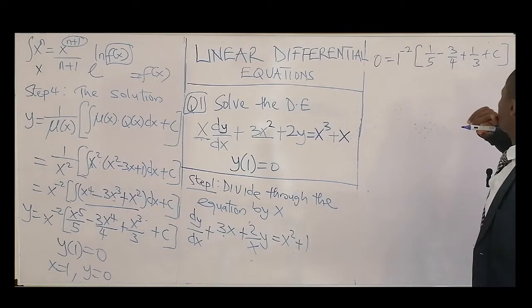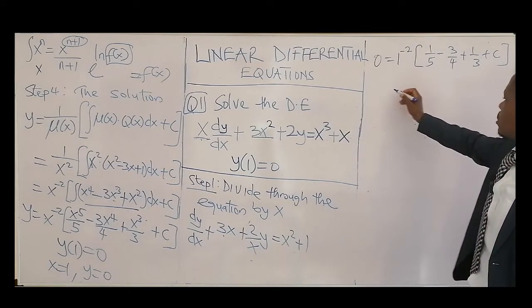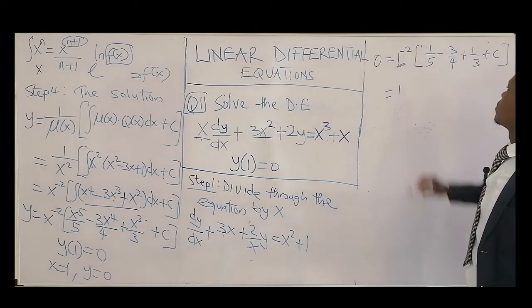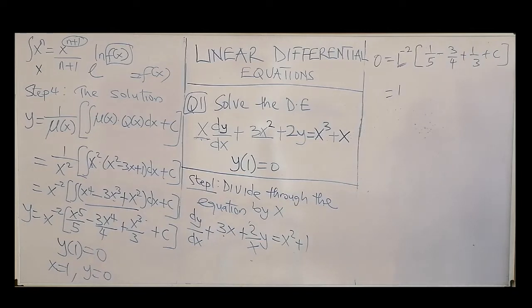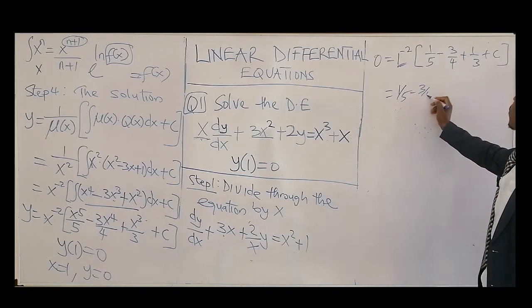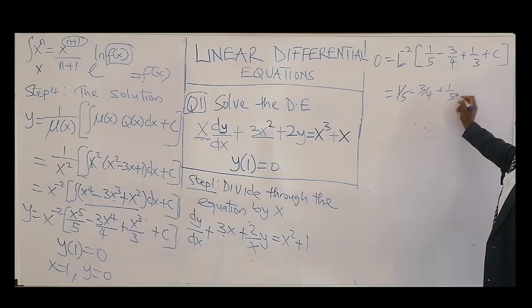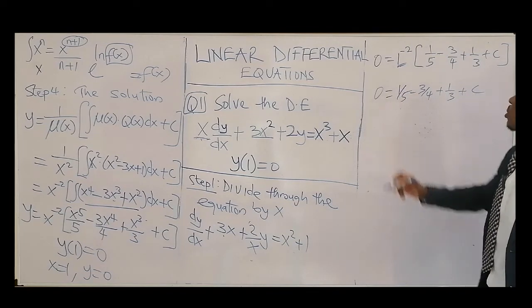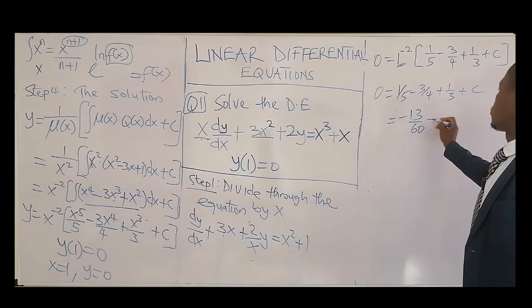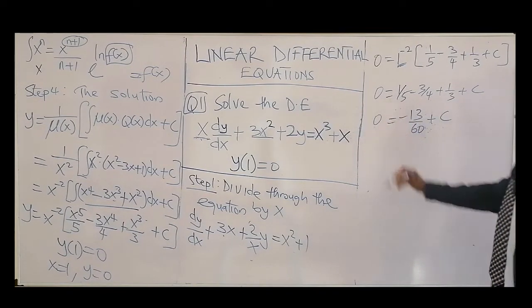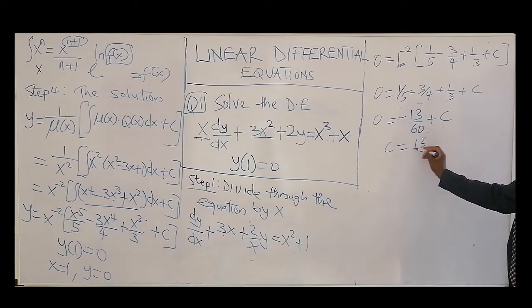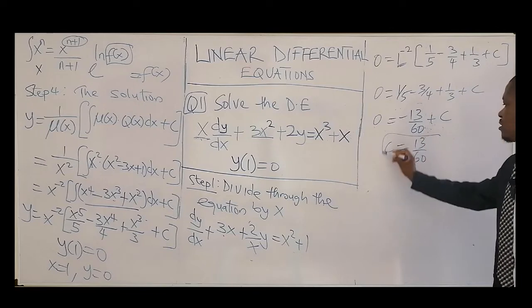Okay? So if you open the brackets, let's use the calculator. This one will be 1, this one is 1. And open the bracket. So 1 times this bracket will just be equal to 1 over 5 minus 3 over 4 plus 1 over 3, plus c equal to 0. So that's minus 13 over 60 plus c. Okay, so we can move this one to the other side. So c is equal to what? 13 over 60. So I've gotten my c now.